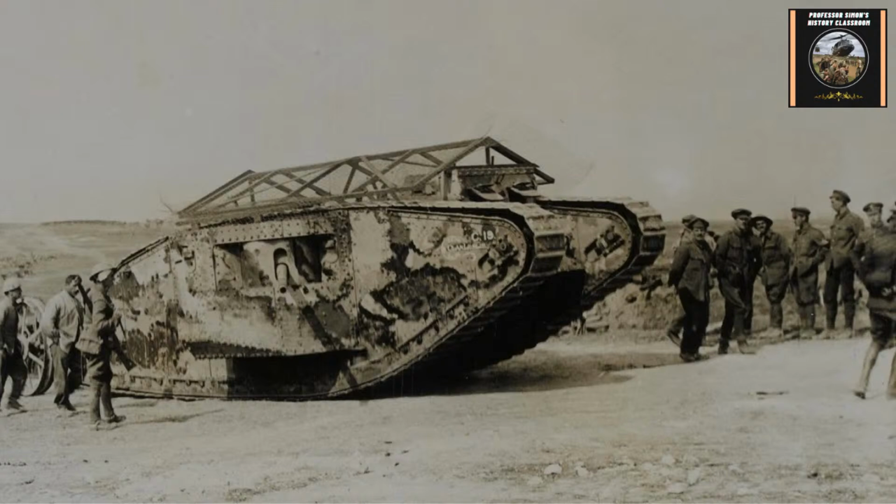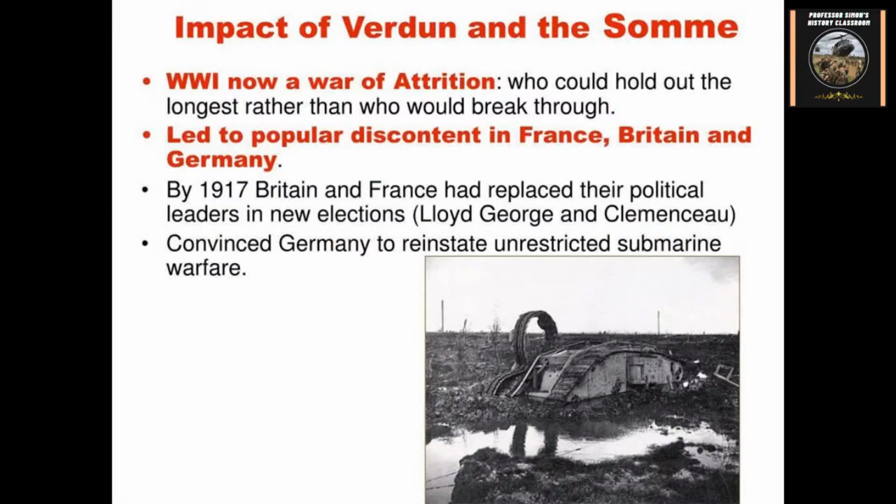But neither side was really able to win either way, and neither side would really break through. The Allies eventually defeat Germany, but it won't be until 1918. So the war is really a war of attrition, a stalemate, pretty much on the Western Front. There's a lot of discontent in a lot of the countries, like in France and Britain.